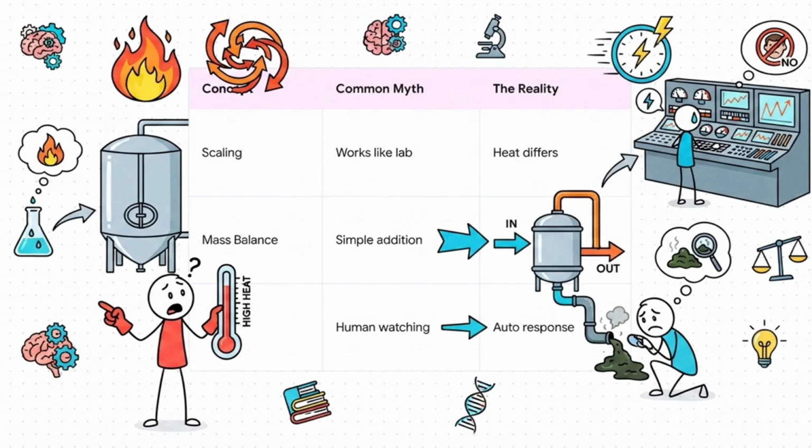Second, mass balance. People tend to think it's just simple addition of what goes in and out. But actually, the reality is you must painstakingly account for things like hidden waste and escaping gas. And third, process control. The classic movie myth is a human sitting in a chair frantically watching a massive wall of gauges. The reality? It is a highly automated system reacting instantly, far, far faster than is humanly possible.